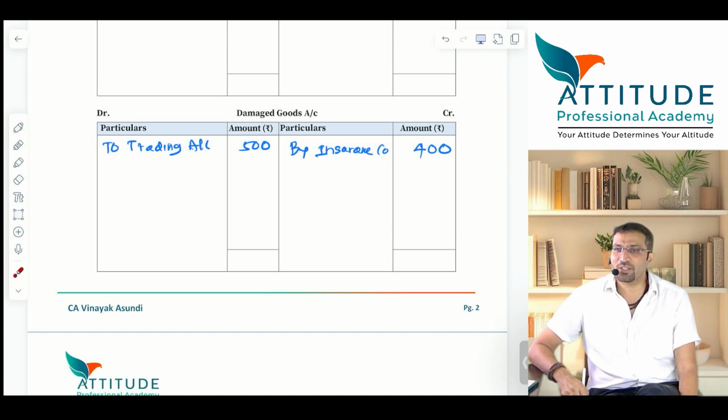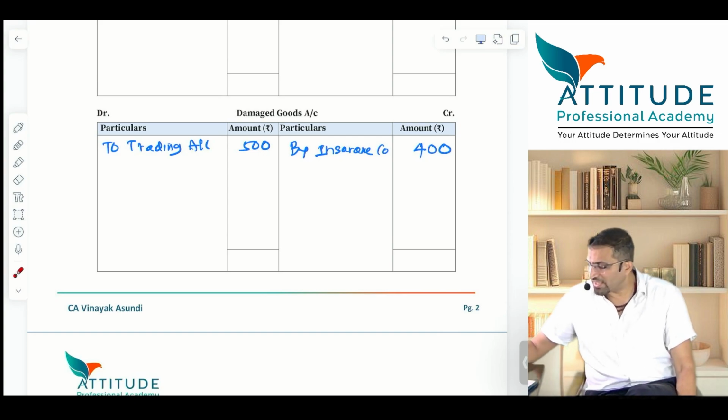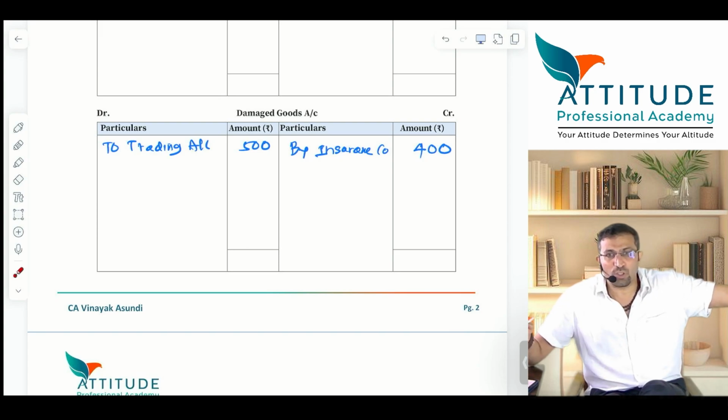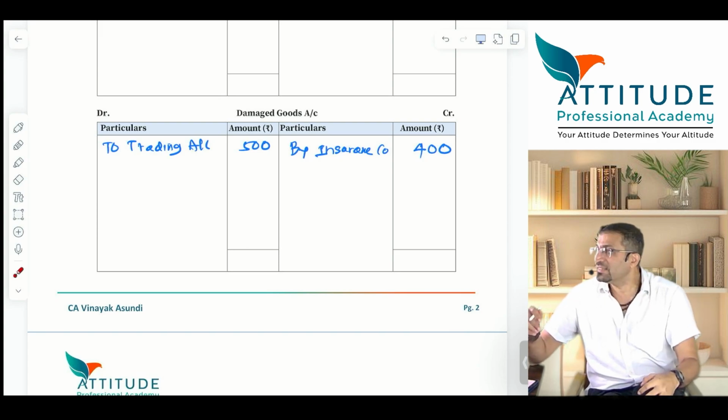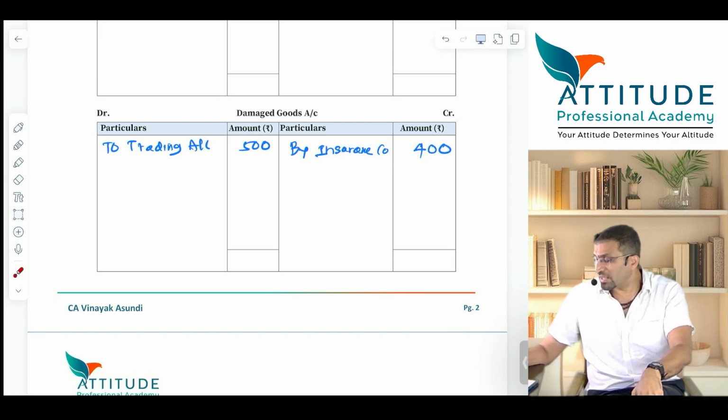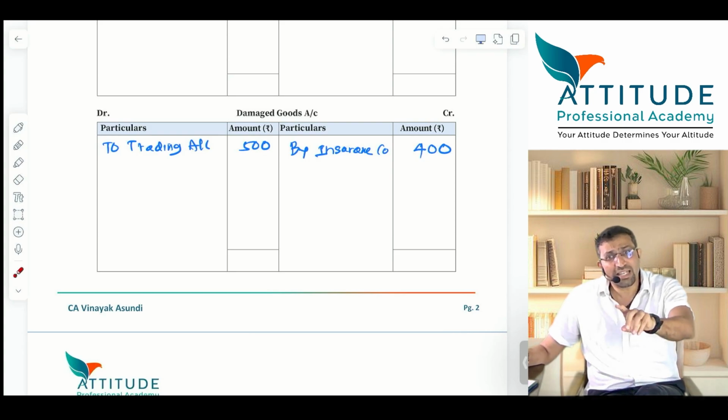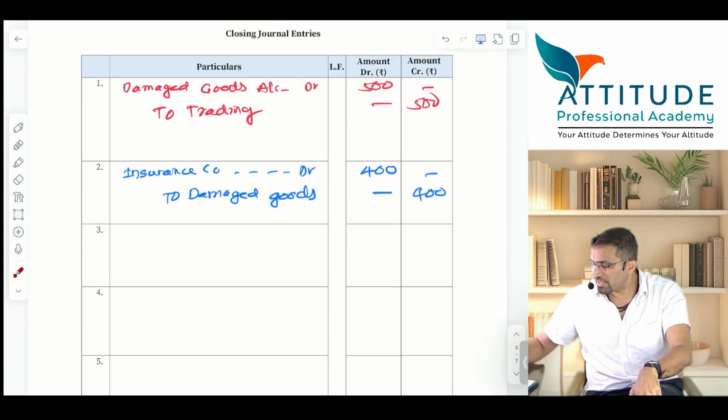How much cash did you get from the sale of damaged goods? Not 400. 400 is receivable still. The insurance company has still not paid the money. That is why we took it as receivable. Correct? I'm talking about the damaged goods. The insurance company is not going to take it. You are going to sell it in the market. So 100 is the balance. But it is sold for how much? 300. There's a profit of how much? Now tell me the journal entry here.